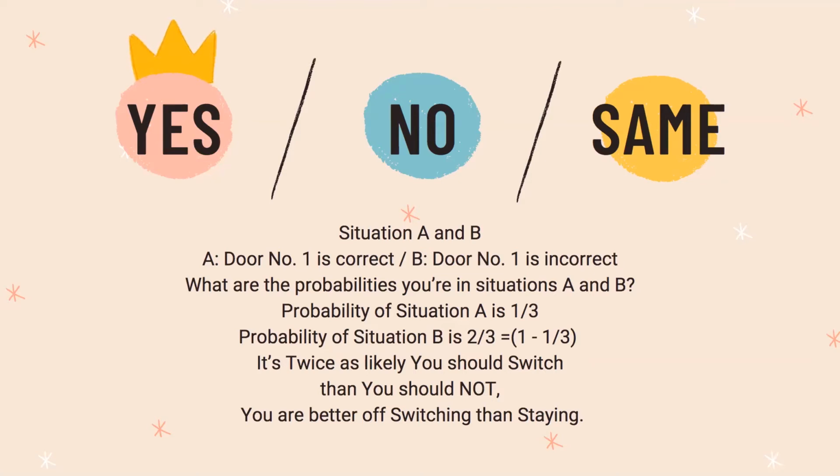The probability of situation A, where your door number one is correct, is 1 out of 3, right? And then the probability of situation B will be 1 minus 1/3, which is 2/3, which means it's twice as likely that you will be in a situation where your door number one is incorrect. So it's always better to switch than to stay. But it's not guaranteed, because some game show producer might know this and use reverse psychology on you, thinking you would prefer to switch, and put the car on door number two.